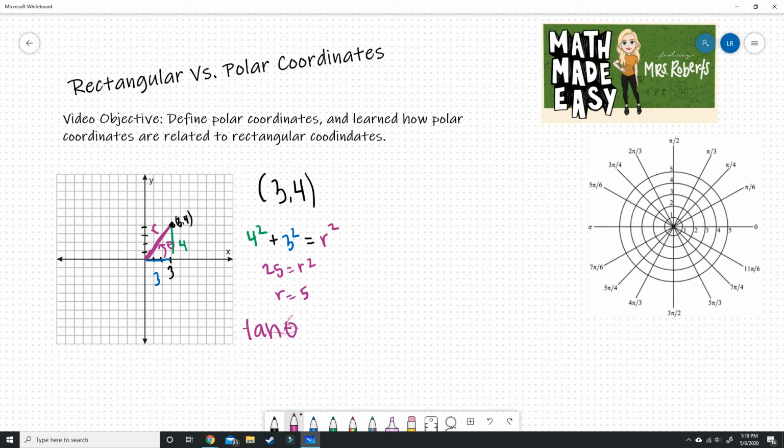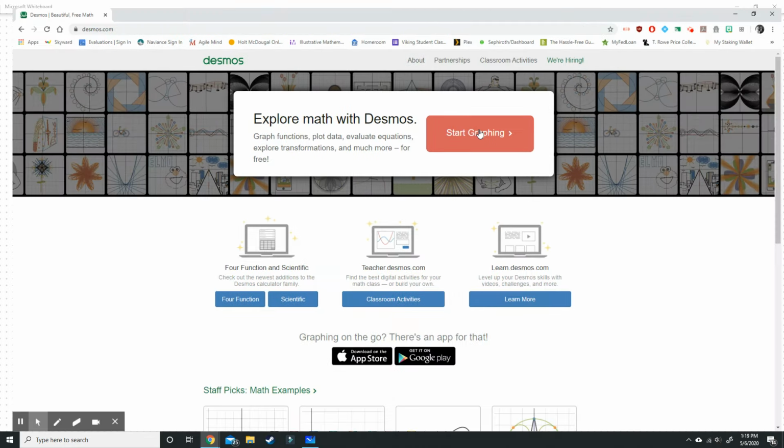Oops, I clicked a button. Tangent of theta is 4 over 3. It is opposite over adjacent, which means that we could find theta by taking the inverse tangent of 4 over 3. Of course, I don't know that off the top of my head, so I would need to go to a graphing calculator. And my favorite one to use is Desmos. So let's go ahead and pull Desmos over here.